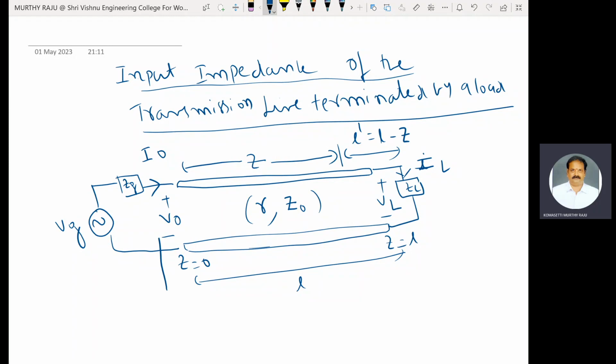Input impedance, looking into this terminal, that is Zin. This is also Zin. This is the diagram of the transmission line.